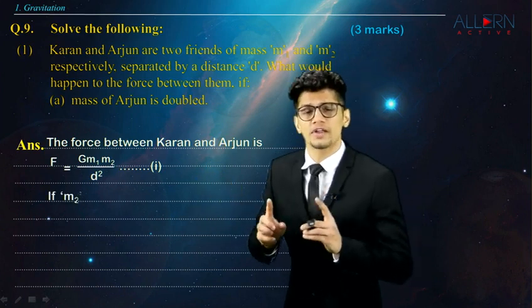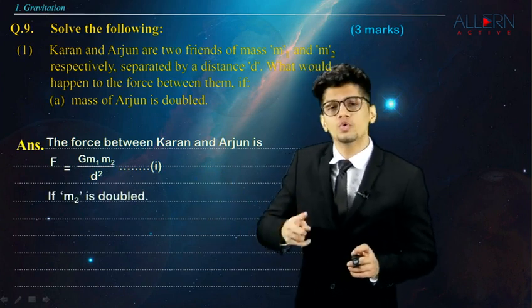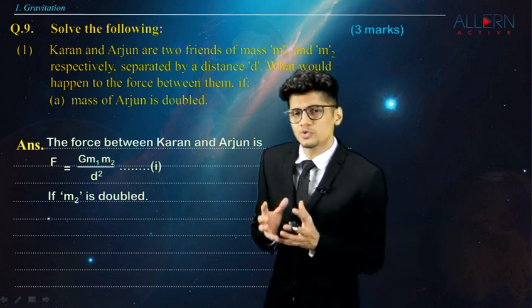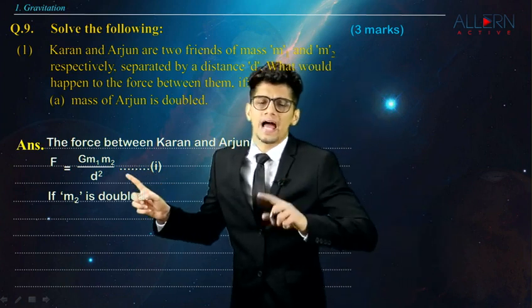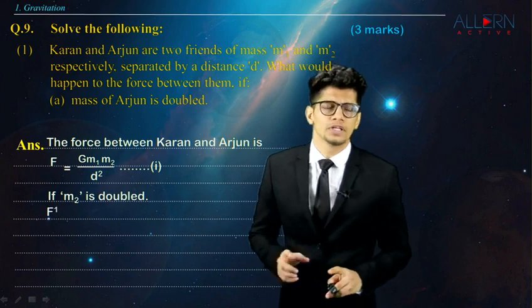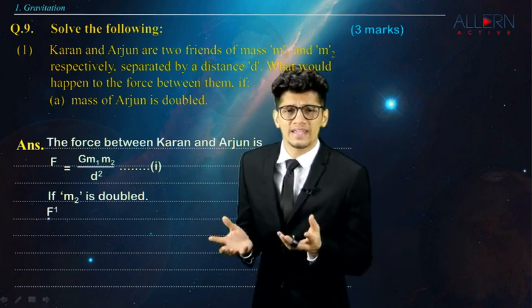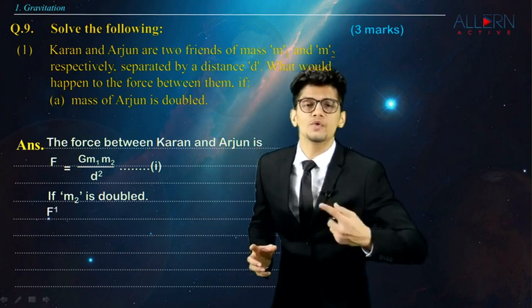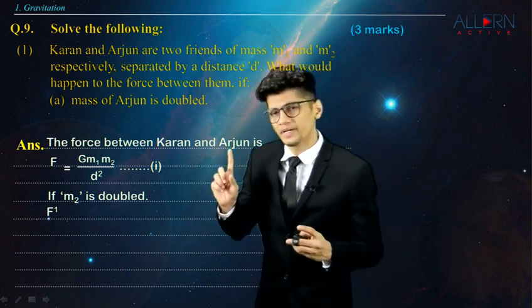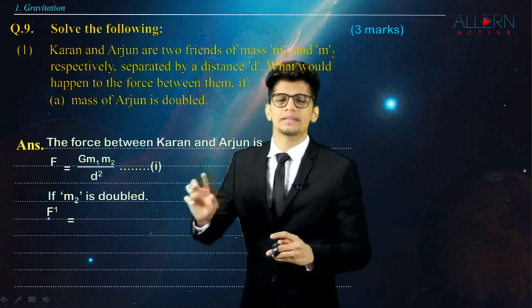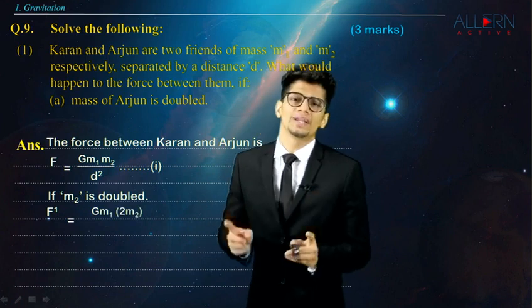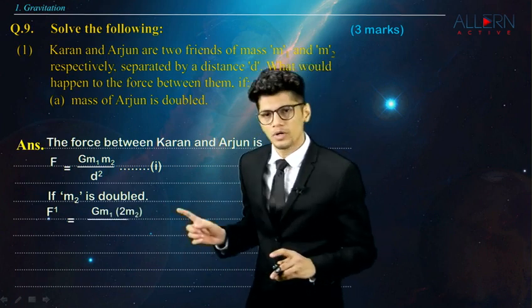Now mass of Arjun is doubled, that means m2 is doubled. So we just need to change the value of m2 and make it 2m2. So now F dash, or we can say F1, that is the new force, will be equal to capital G remains as it is, m1 remains as it is. Instead of m2, we write 2m2 upon d square.